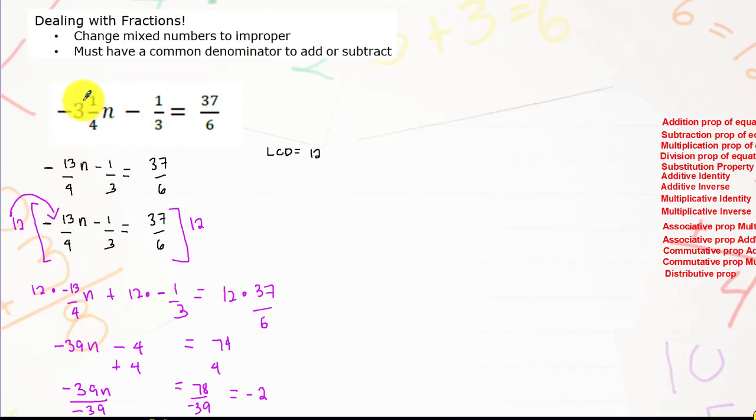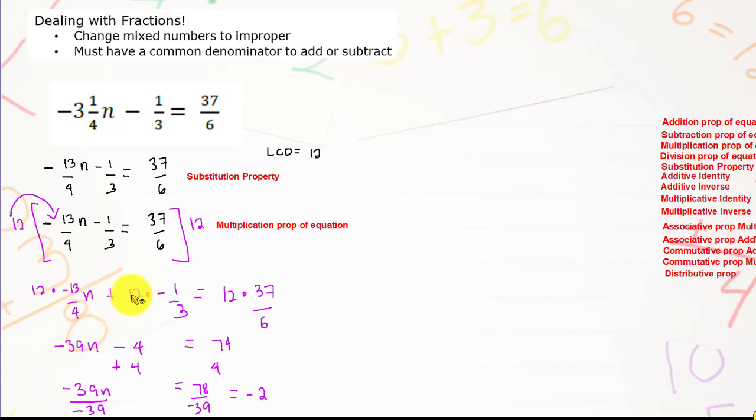Alright, so let's indicate the properties that we used to solve this equation. So this one, we just replace negative 3 and 1/4 by negative 13 over 4. That is just actually a substitution. Okay. Next, we multiply both sides by 12. So this is the multiplication property of equality.